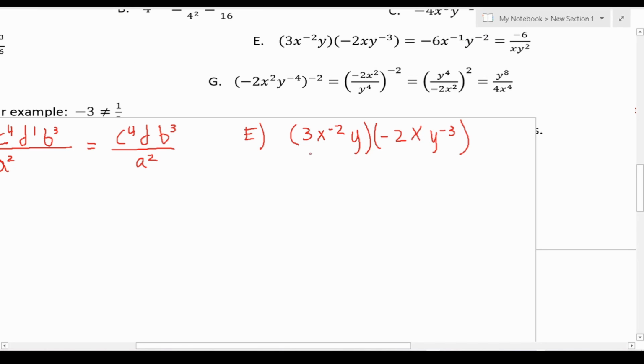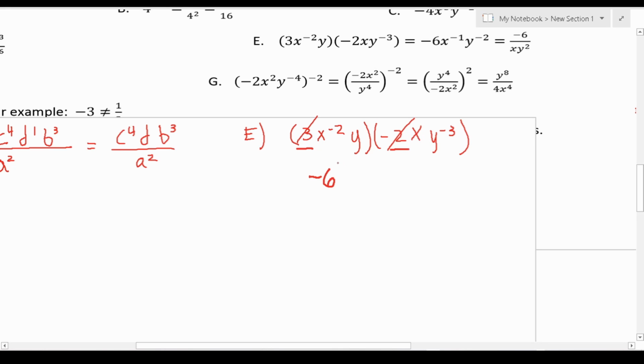So let's start by doing 3 times -2. 3 times -2 is -6. All right, and let me go back to the small pen. I keep grabbing the big pen. Sorry about that. All right, so that's taken care of. That's just basic arithmetic there. Whole number times whole number.